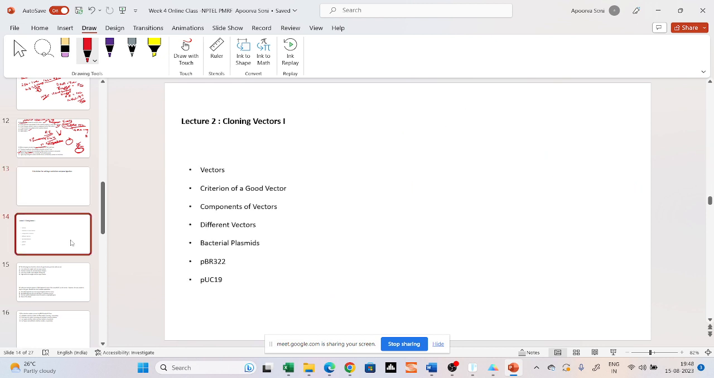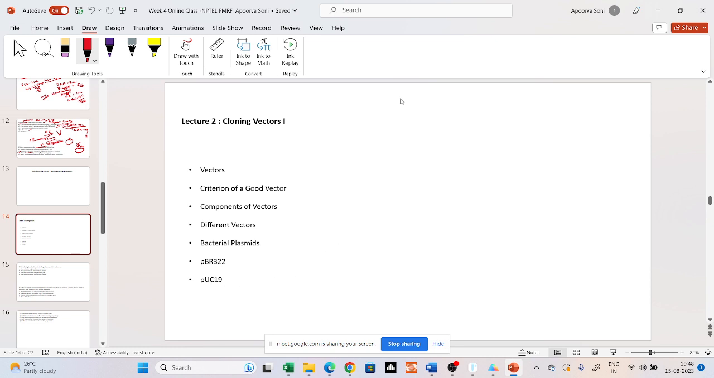So now in lecture 2, we have studied the different kinds of vectors. What is the criteria of a good vector? What are the components of a vector? What are the different types of vectors? What are bacterial plasmids? In bacterial plasmids, we have studied pBR322, pUC19, etc.